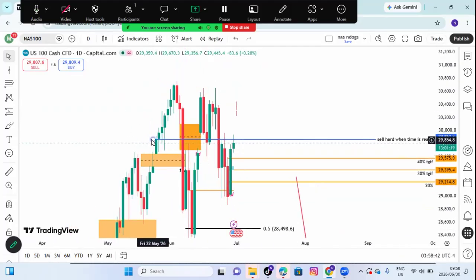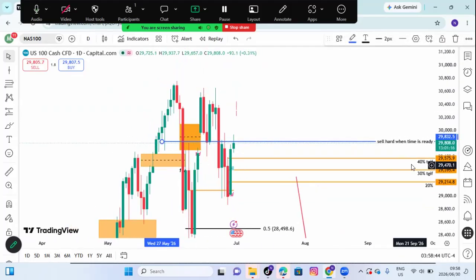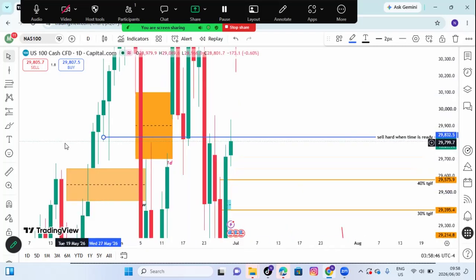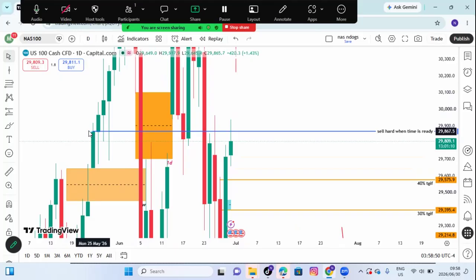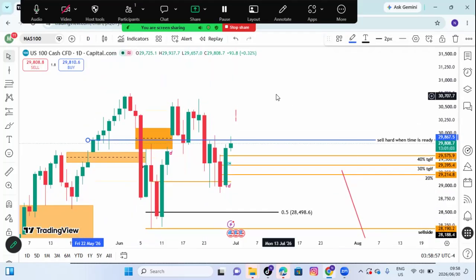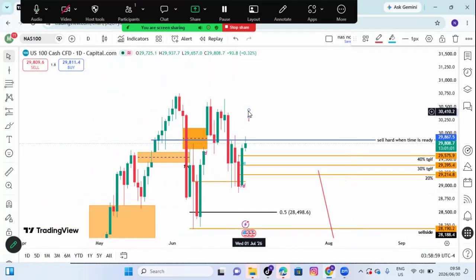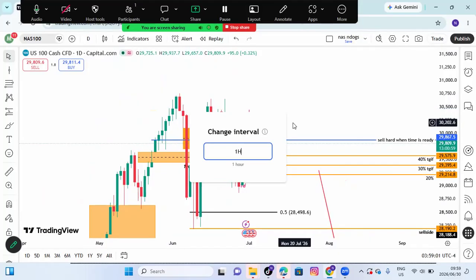Now, if you don't have this level, let me zoom in. It is this day, the closing price there. I'm just marking that. Know that that is a powerful level to sell when time is ready. Yes, when time is ready, guys. So now I'm gonna go back on the hourly.